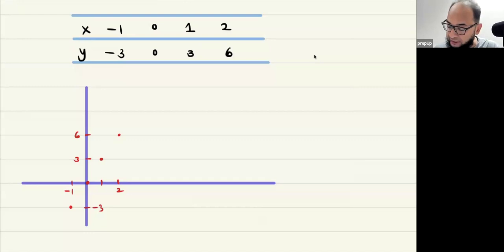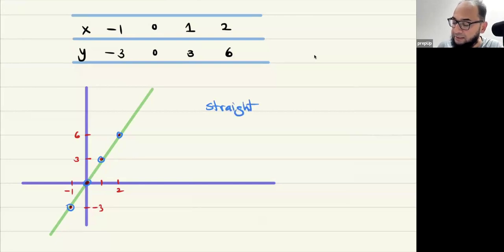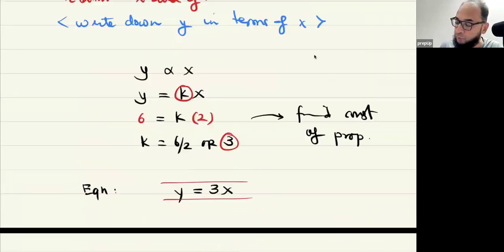Let me join it using a green line. So I think it's pretty nice diagram. And I see 1 point, 2 points, 3 points, 4 points on the line. So what we have is a straight line. That is a graph, and it's passing through the origin. So now it's passing through 0, 0, and that is what is meant over here.